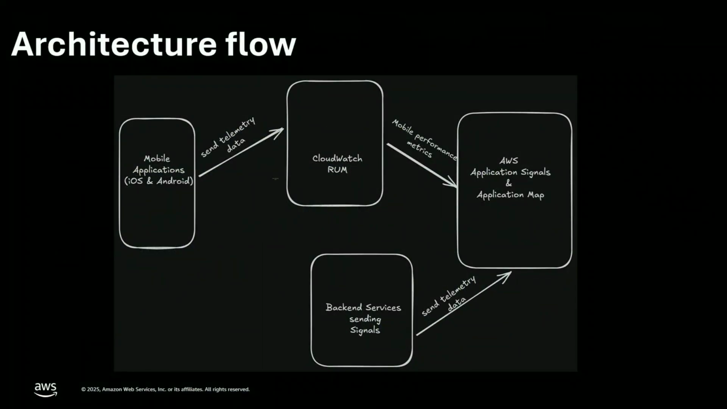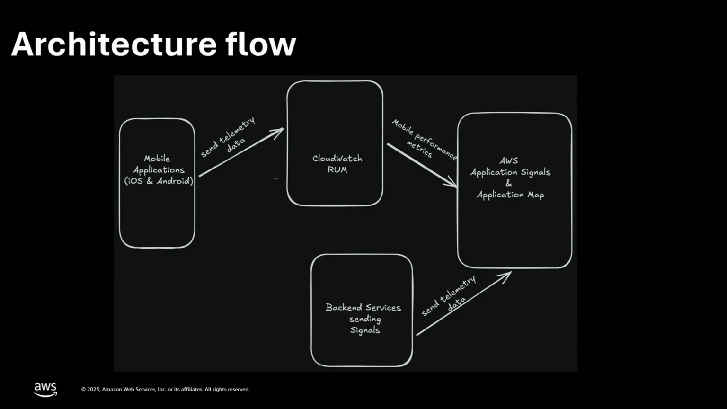So with that, this is how the architecture is. From your mobile applications, whether it is iOS or Android, you are sending your telemetry to CloudWatch Real User Monitoring. From CloudWatch Real User Monitoring, we will take those metrics and send them to Application Signals. At the bottom, you have your backend services, and you are sending your telemetry from those as well. Again, everywhere it is OpenTelemetry, open standards.